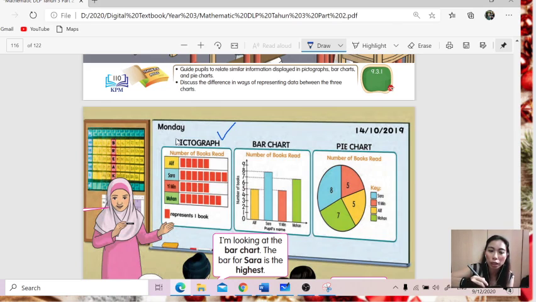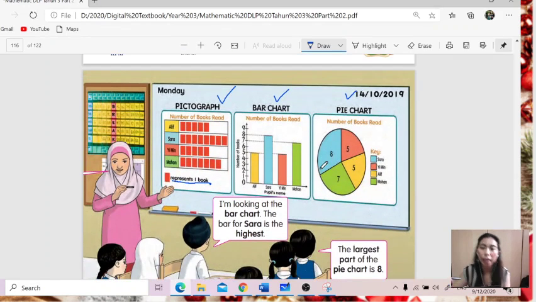In a pictograph, you need to have this key. For one book, represent a book. Bar chart also you can do that, or with pie chart. So each of these gives the same meaning, just in a different form. Semua ni sama sahaja, tapi cara presentation tu berbeza, cara persembahan tu berbeza.